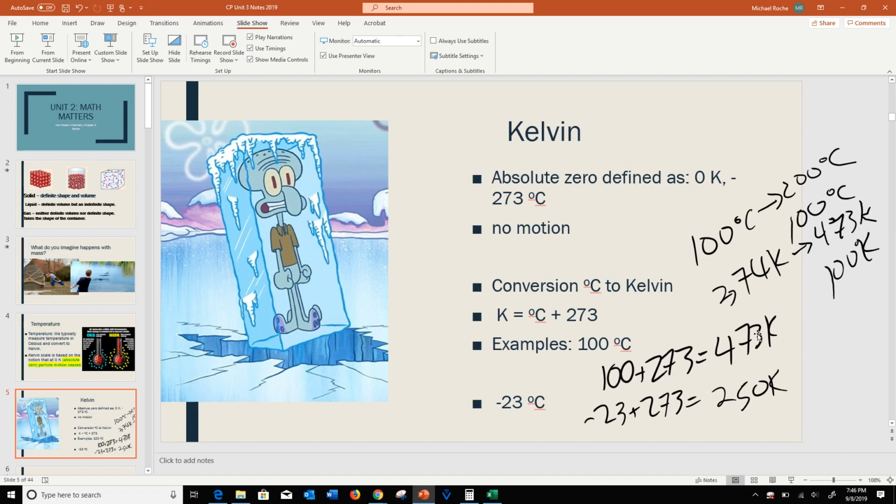All right. I might ask you to know this, so you just add 273 to Celsius. So if it's 100 degrees Celsius, that would be 373 Kelvin. If it's minus 23, it would be 250 Kelvin.